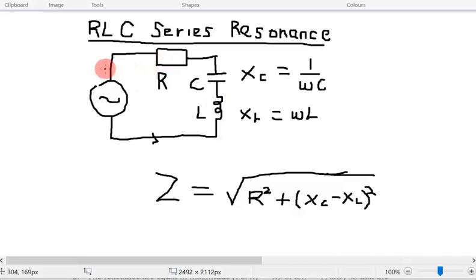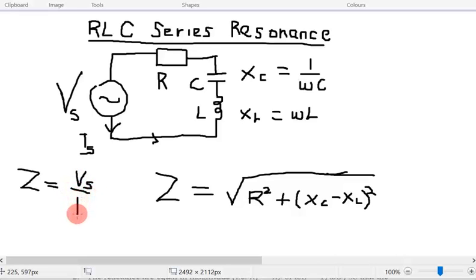As I told you, if we have a source voltage like V, let me make it S. Let's say this is the amplitude of the source voltage, and it is driving a source current with the amplitude IS. Then we define impedance, which is the letter Z is used for impedance. Then we can have Vs divided by Is.